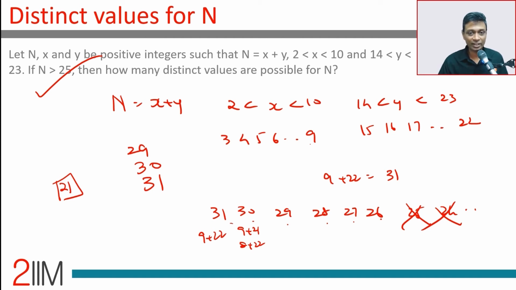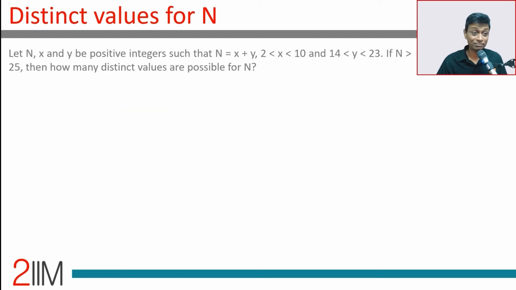Lesson one is read the question clearly. The question is not saying how many possible values are there for x and y. It's saying how many possible values are there for n. This is six values, 26 to 31. Done. Fine. So be careful.